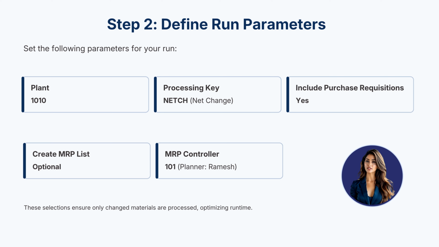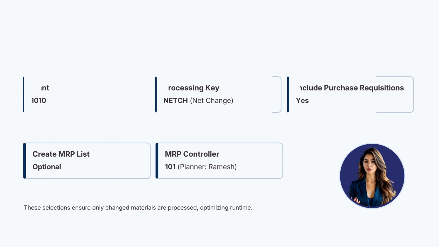Make sure your role authorizations allow both MRP execution and data review. Step 2. Define run parameters. In the parameter screen, enter plant equals 1010, processing key equals net change. Include purchase requisitions equals yes, and MRP controller equals 1001. Optionally enable create MRP list for reference logs. These parameters define the scope and efficiency of your planning run. Click Save as Variant if you'll run this frequently.